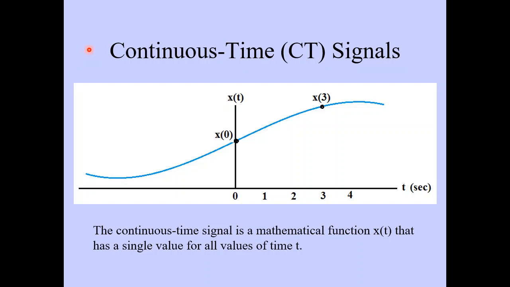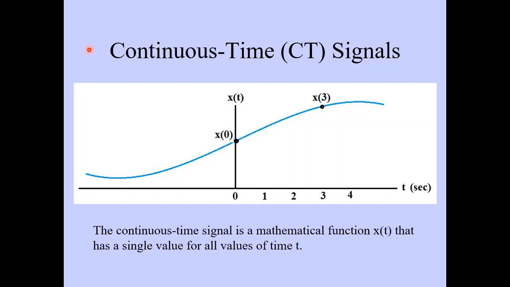So signals can basically be classified into two types. There are continuous time and discrete time signals, and we are going to be pretty much giving equal share to these two types of signals in this course. So let's start with a continuous time signal, because this is something you're probably most familiar with.